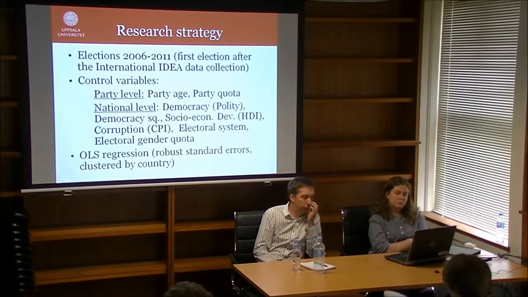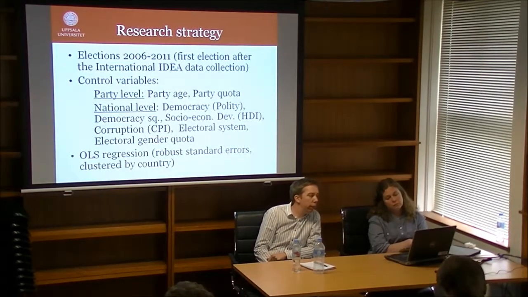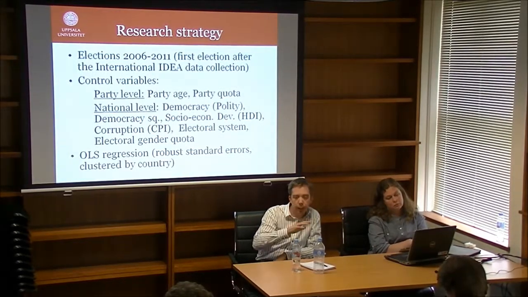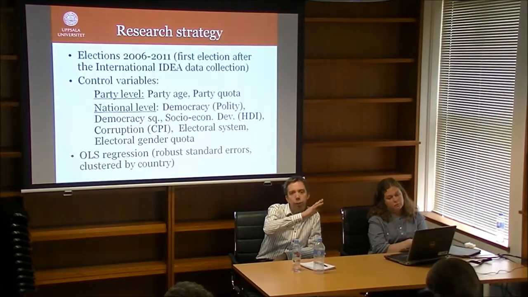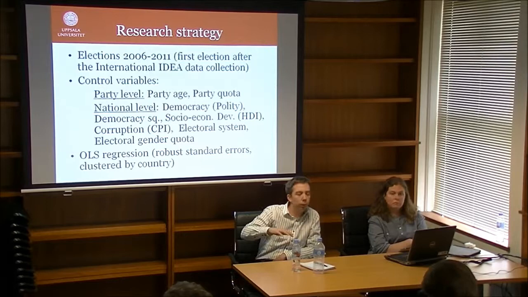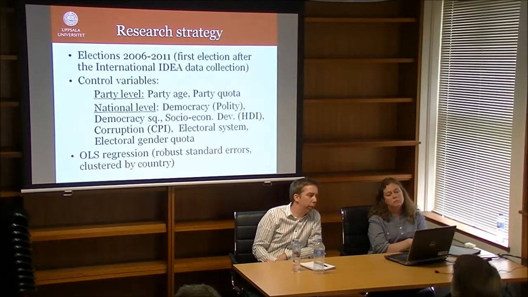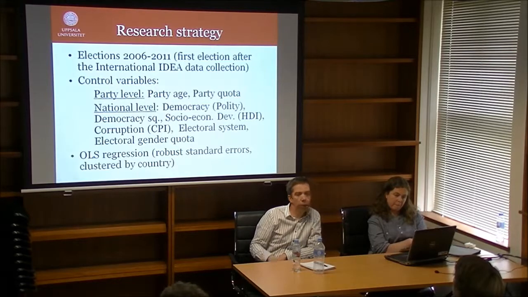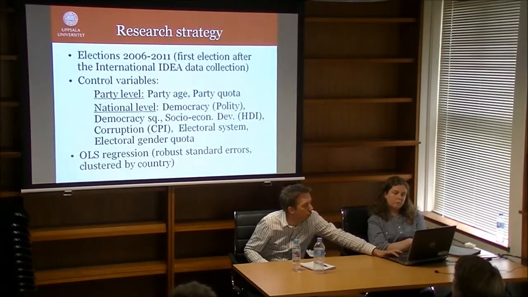And then at the national level, we looked at the level of democracy, but also democracy squared, because of this tendency that we've seen in recent research that the number of women seems to be highest within authoritarian regimes and in the more democratic ones, and least within the semi-democratic countries. And then we also looked at socioeconomic development and level of corruption, electoral system, and whether the country had electoral quotas or not. So that's basically the model that we used.